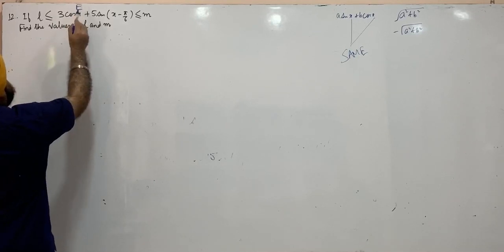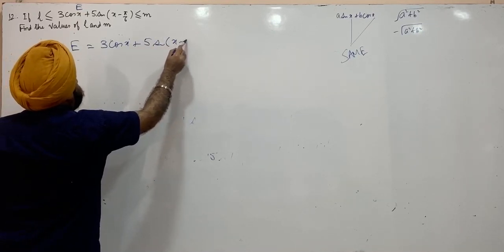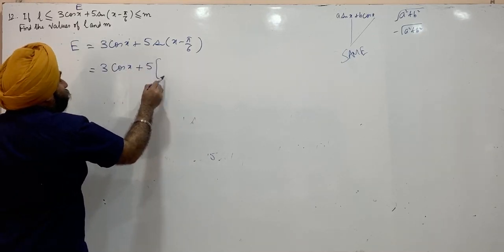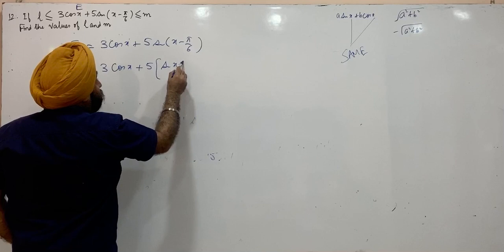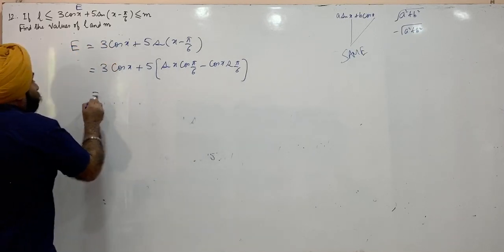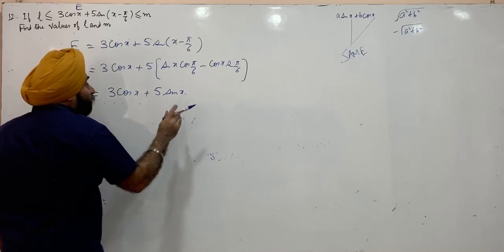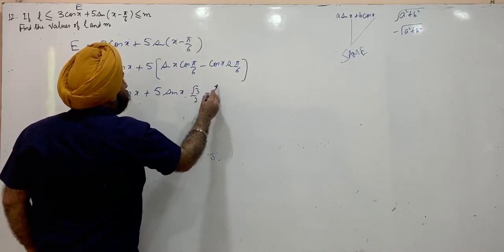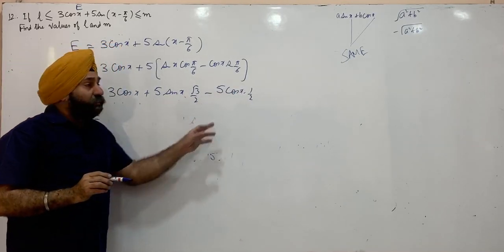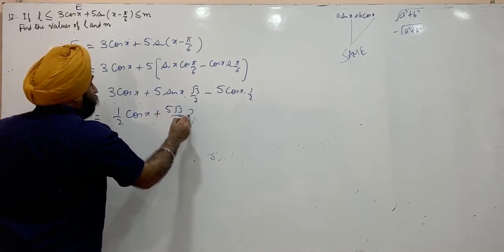Let us say this is expression E. We write E as 3 cos of x plus 5 sin of x minus pi by 6. That's 3 cos of x plus 5 sin of a minus b, sin a cos b minus cos a sin b. That's 3 cos of x plus 5 into sin x cos of pi by 6, which is root 3 by 2, minus 5 cos x into 1 by 2. 3 cos x minus 5 by 2 cos x is 1 by 2 cos x, plus 5 root 3 by 2 into sin of x.